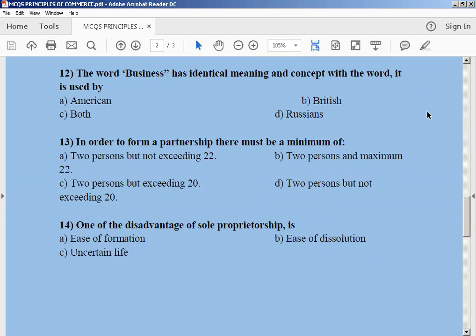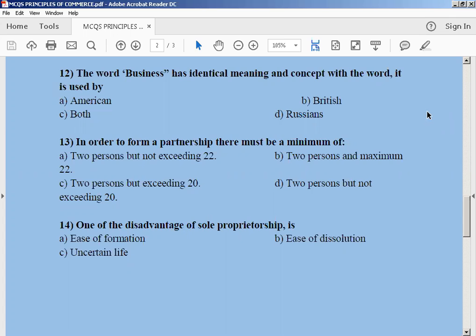Then you have MCQ number 13. In order to form a partnership, there must be a minimum of dash participants. What is the minimum number of persons for the partnership business? Option A, 2 persons but not exceeding 22. Option B, 2 persons maximum 22. Option C, 2 persons but exceeding 20. Option D, 2 persons but not exceeding 20. So you have to find the appropriate answer.